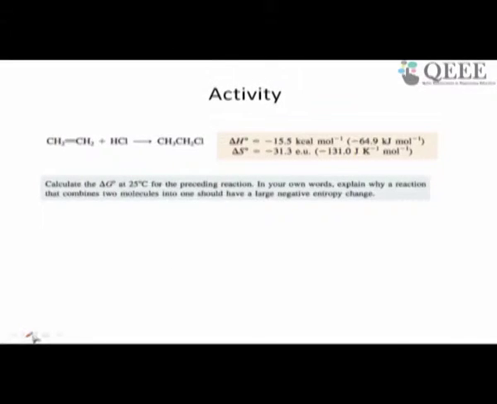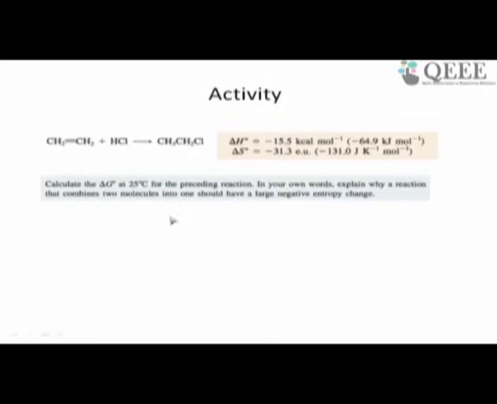Okay, so now this is another problem. In this case, there is an entropy decrease, and enthalpy is favorable. The question here is, calculate the delta G at 25 degrees for the above reaction. In your own words, explain why a reaction that combines two molecules into one should have a large negative entropy. So this is very simple. You just have to substitute the values and get the answer.